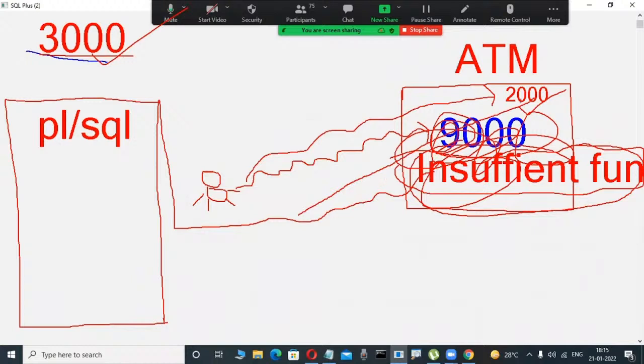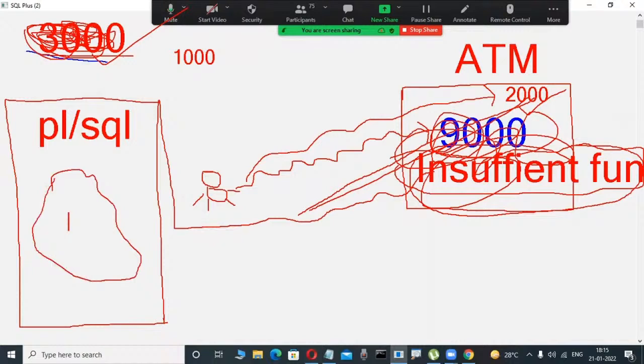Now, whenever we withdraw 2,000, what is the available balance? 3,000 minus 2,000, that is 1,000. That I want to reflect in my database. Otherwise, if you withdraw 2,000 and still 3,000 remains available, the total banking system collapses. Those are all transactions, written through coding only. That's why PLSQL developers are required in a project.